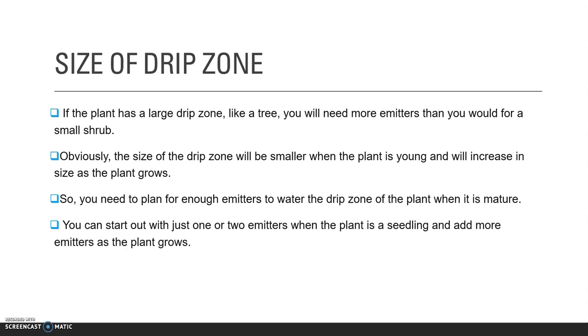Over the days the plant will start to develop, and at that time we need to increase the water supply. So you need to plan for enough emitters to water the drip zone of the plant when it is mature. You can start out with just 1 or 2 emitters when the plant is a seedling, and add more emitters as the plant grows. This is the thumb rule for adding irrigation emitters.